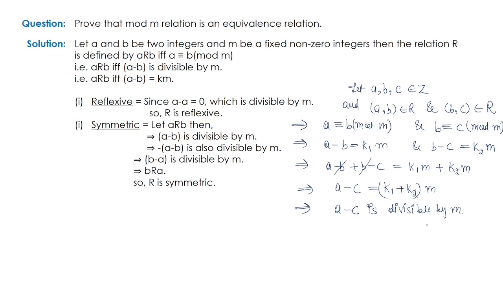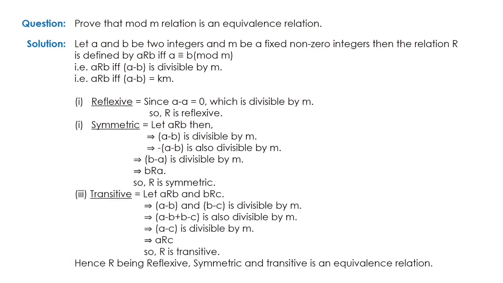And if A minus C is divisible by M, we can say that A is congruent to C mod M, and A congruent to C mod M directly implies that the ordered pair A comma C belongs to the relation R. So we have considered A comma B belongs to R and B comma C belongs to R, and in the end we get that A comma C is also in the relation R. This proves that my relation R is a transitive relation, and if any relation is reflexive, symmetric and transitive, we can say my relation is an equivalence relation.